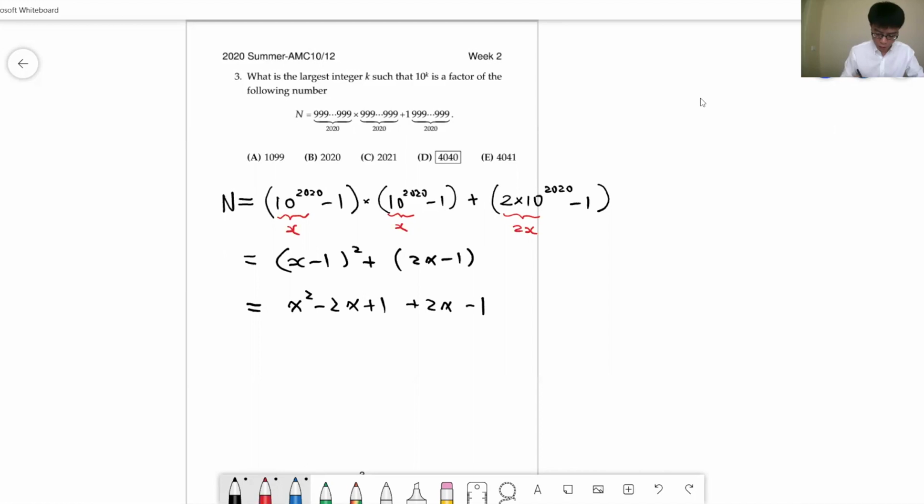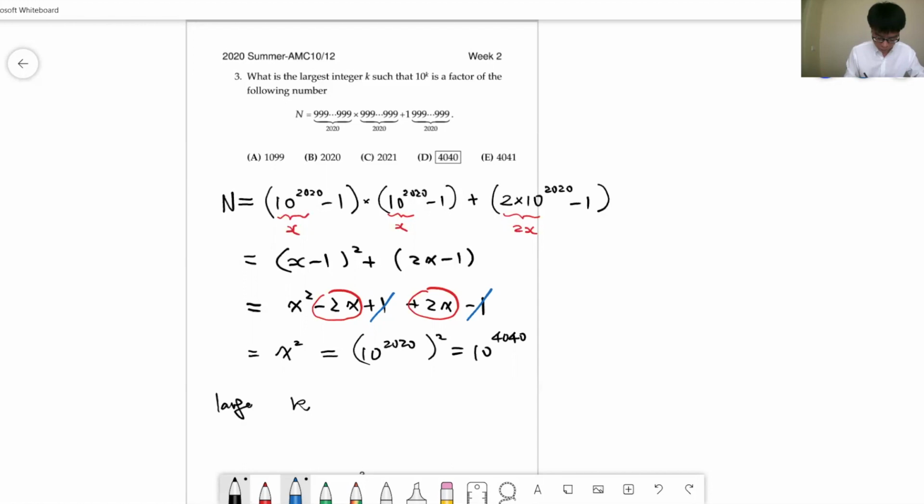So we have some cancellation. This negative 2x cancels this positive 2x. And this 1 cancels this -1. So finally, we just get x squared. And so this is like 10 to the 2020 squared, which is 10 to the 4040. So it's clear that the largest k is just 4040. So the answer is D. Largest k equals 4040. Okay, that's the solution.